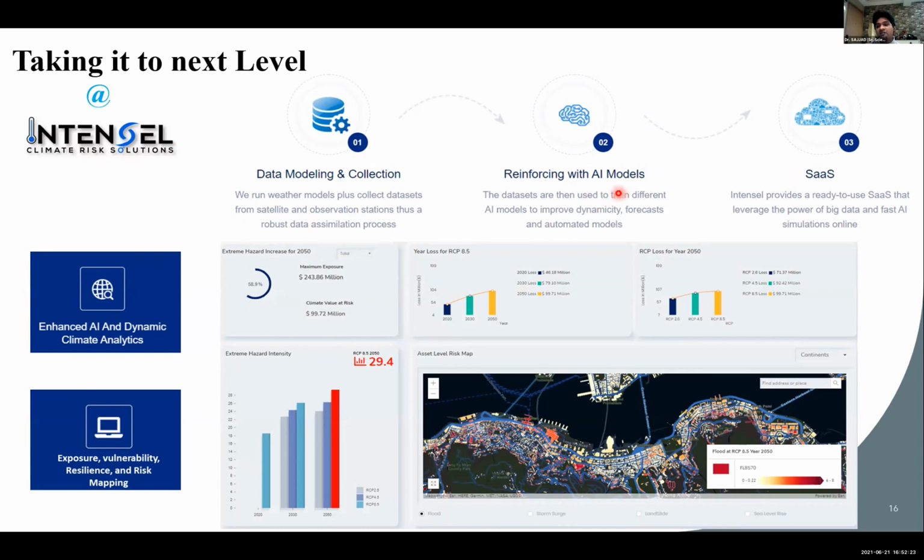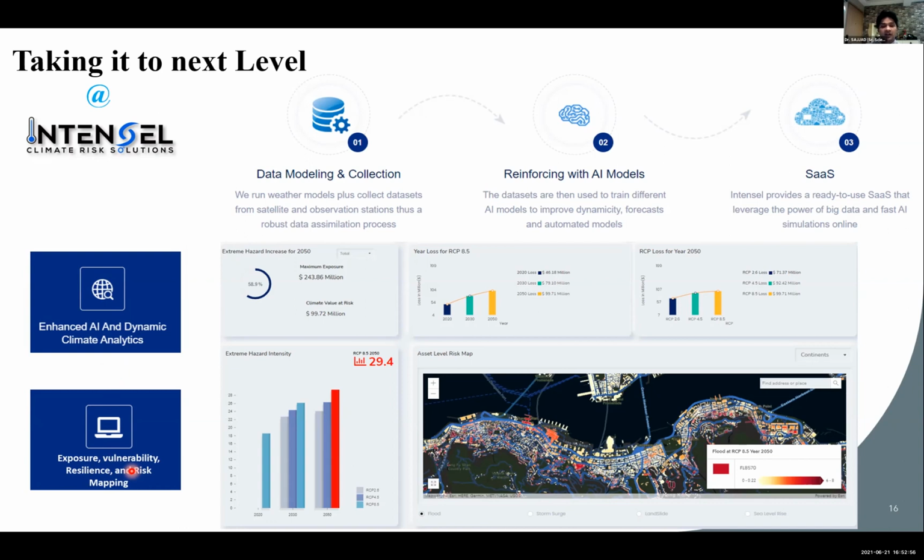And then we have developed SaaS, software as a service, and this platform is a subscription-based platform providing enhanced dynamic AI-based climate analytics. It is also helping to map the exposure, vulnerability, resilience, and risk at asset level. So the overall aim is to provide risk solutions at asset level, i.e. for different insurance companies or asset managers or banks.